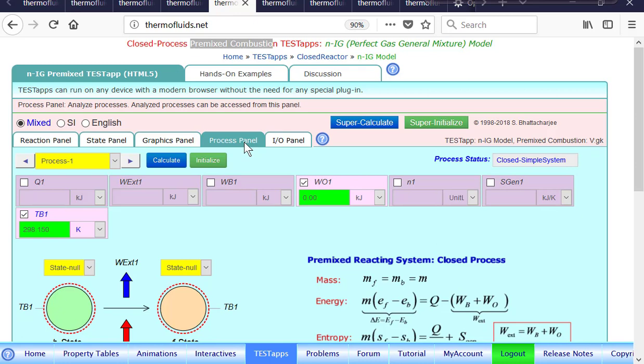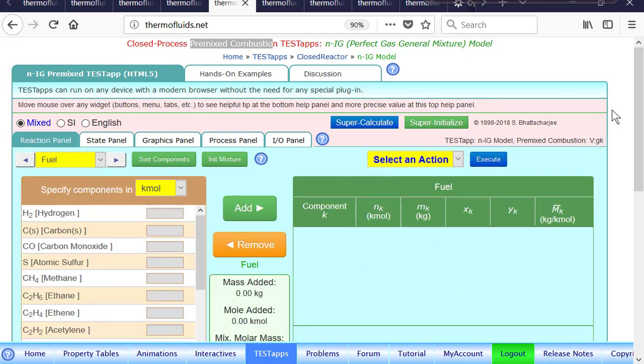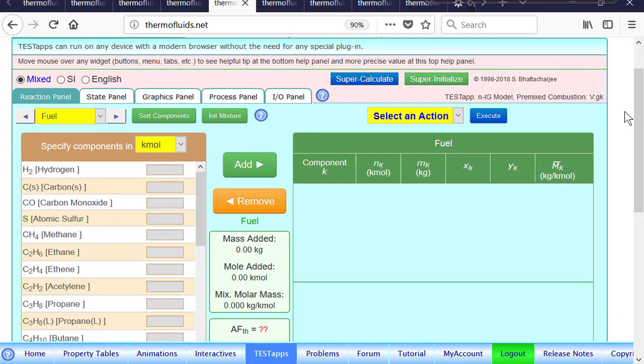So let's solve a premixed combustion problem. Let's make a quick problem up. Let's say we're burning methane. So let's set up a reaction. We say methane.